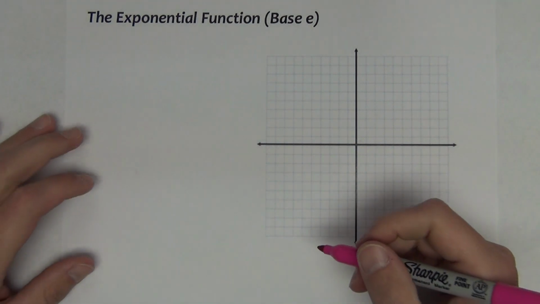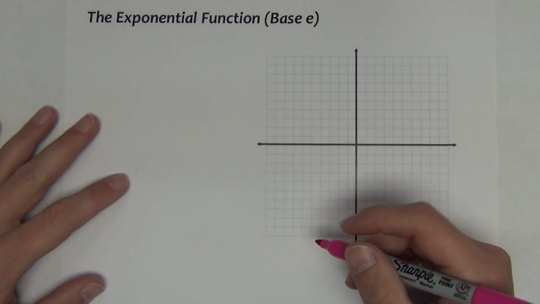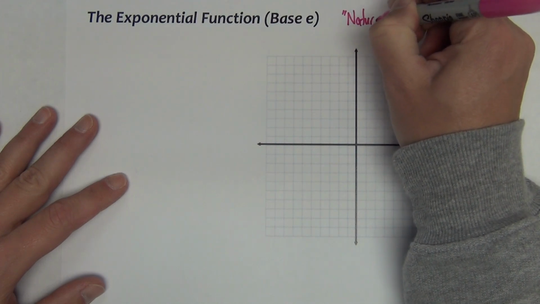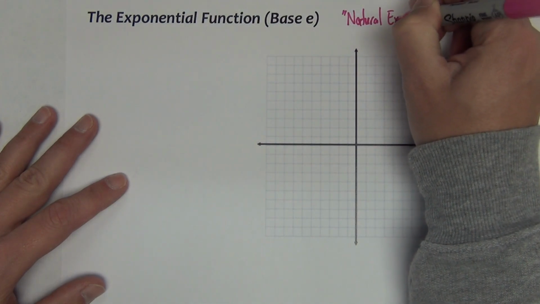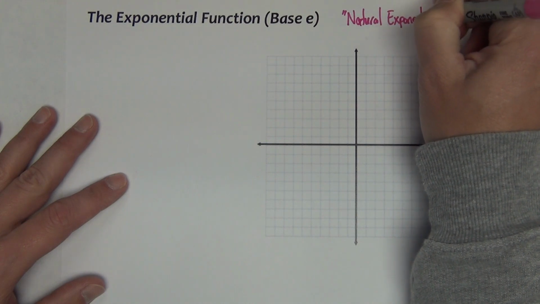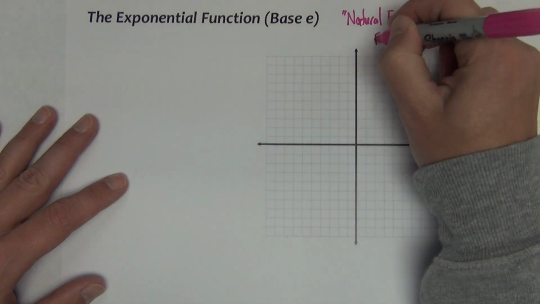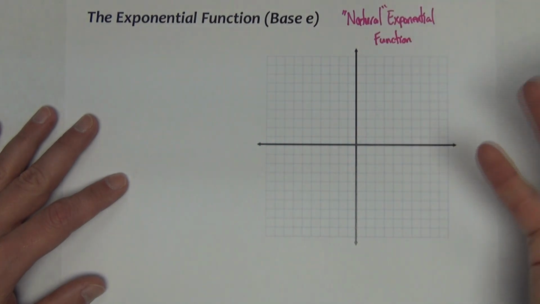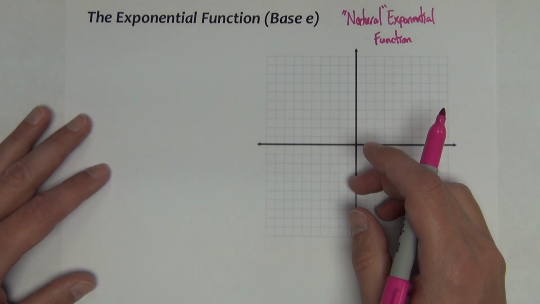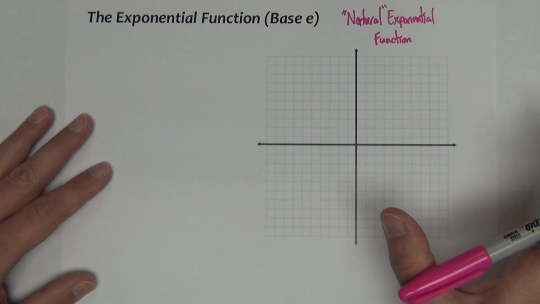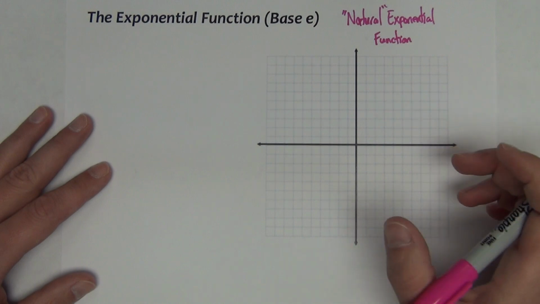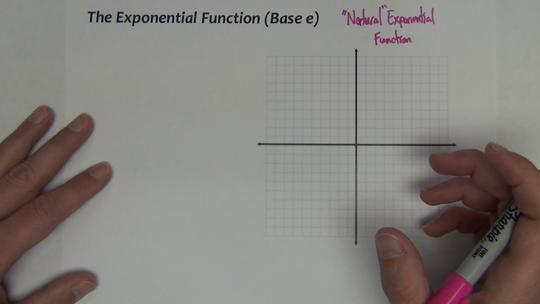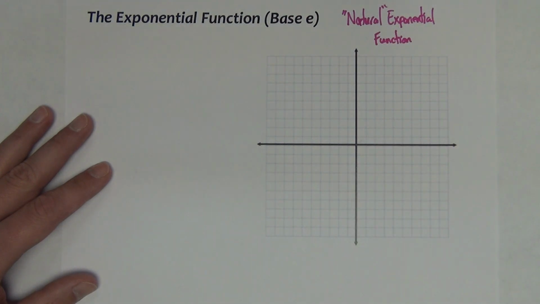Alright, next I want to look at the exponential function that has base e. This is called the natural exponential function. Now, in a previous course in Algebra 2, we've talked about e as kind of a number and where it comes from, its numerical approximation.